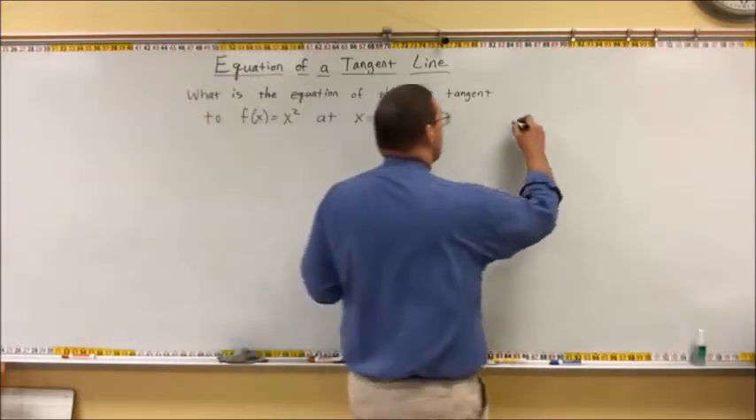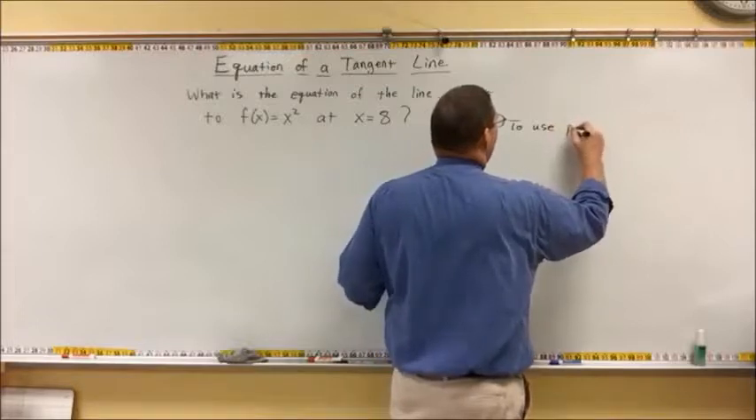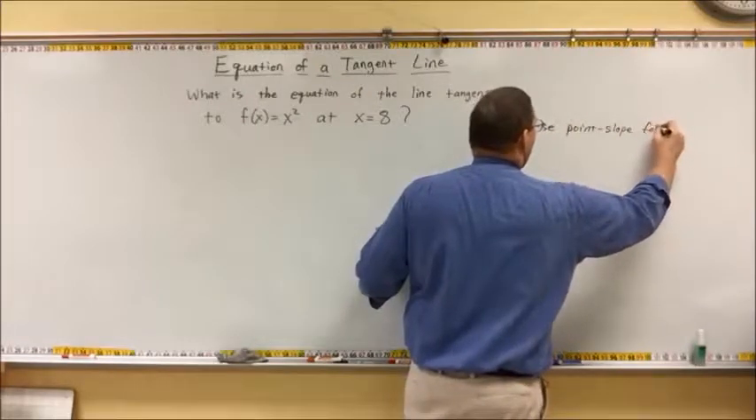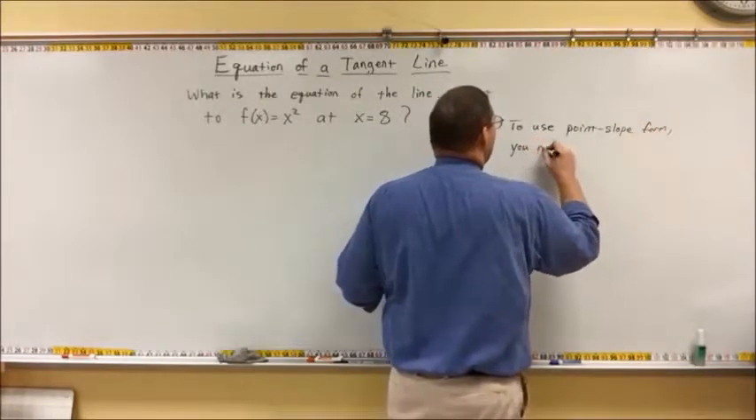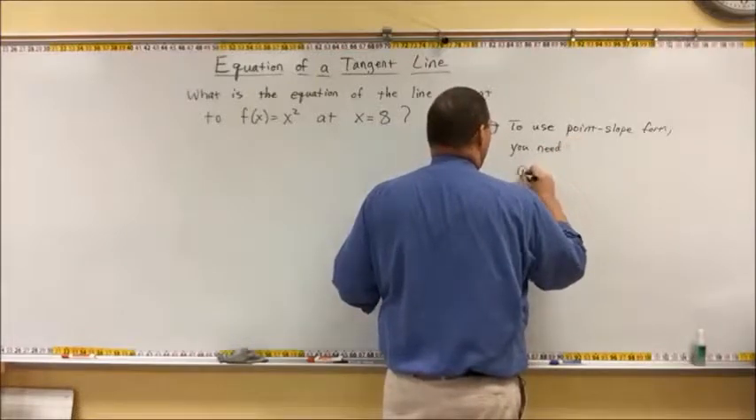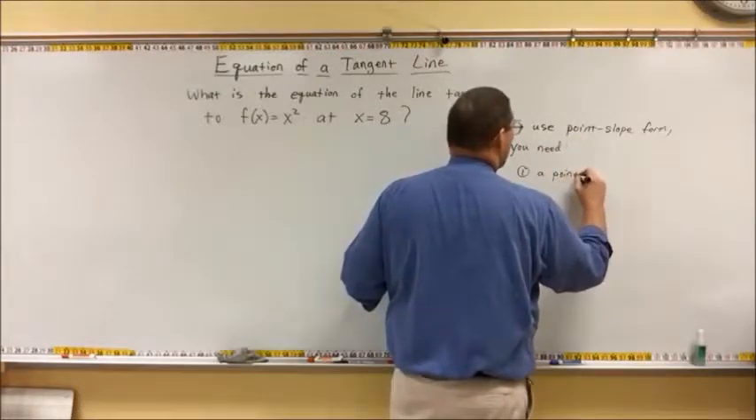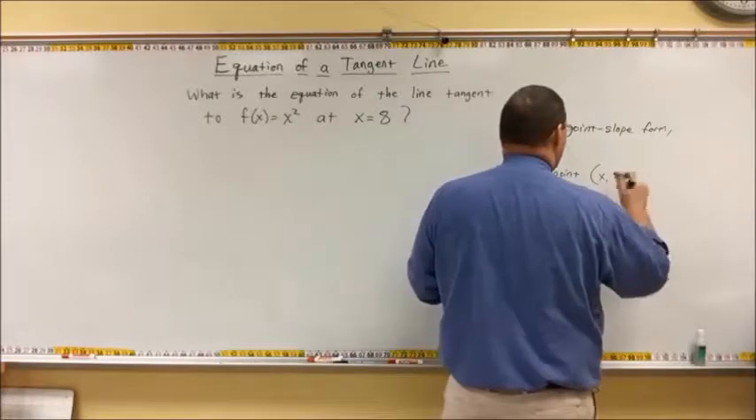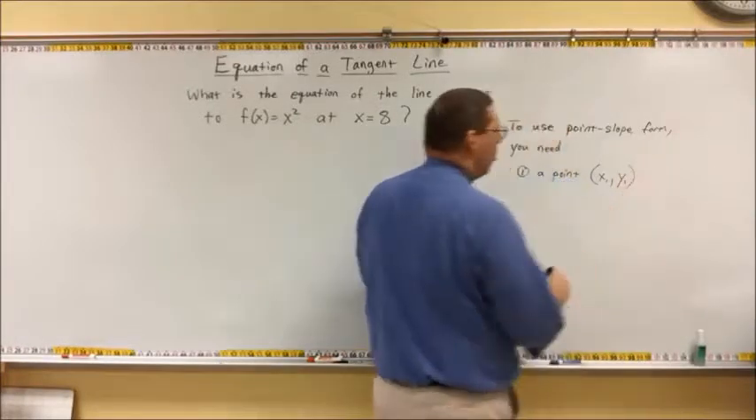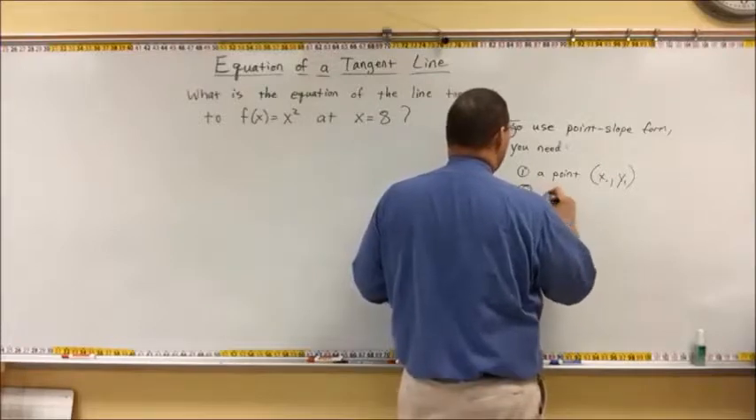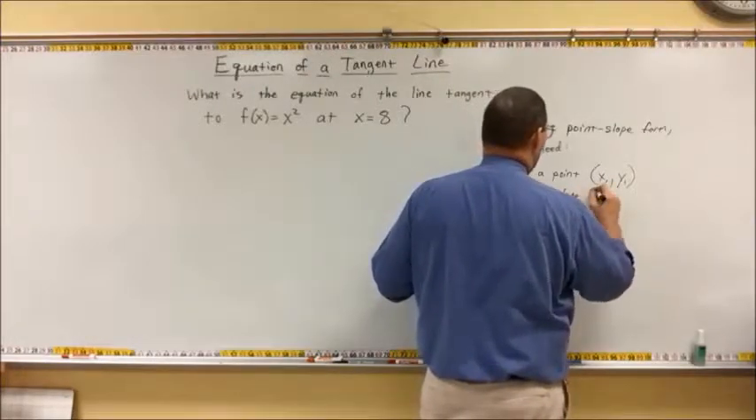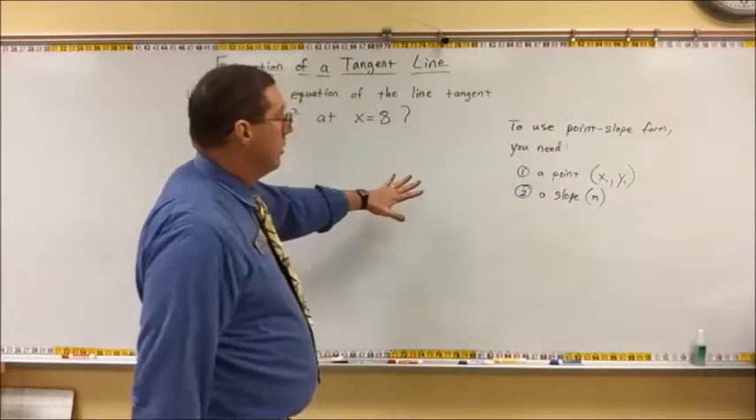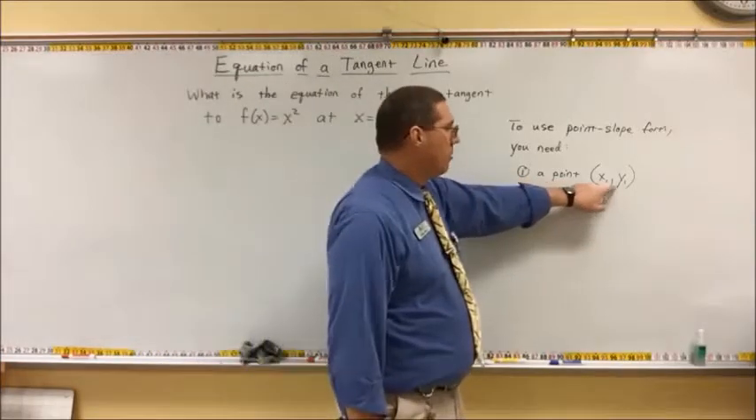Well, in order to use point-slope form, you need a point, an xy point. That's an x1 and a y1. You need an x1 and a y1. So you need a point and you need a slope, or m. Okay? Now, to find a point, you need either the x value or the y value.